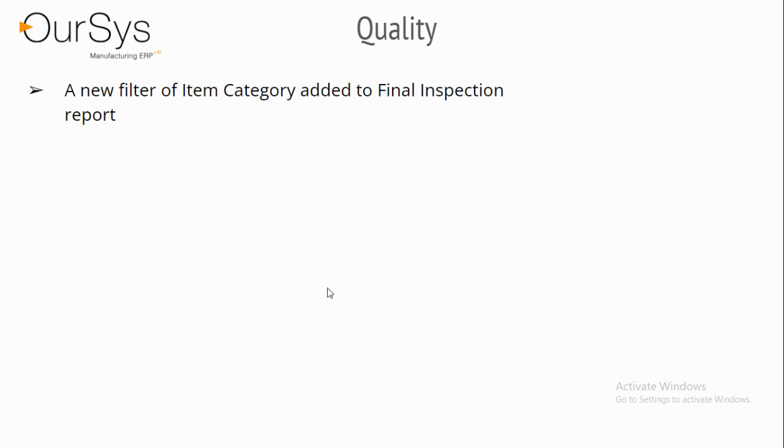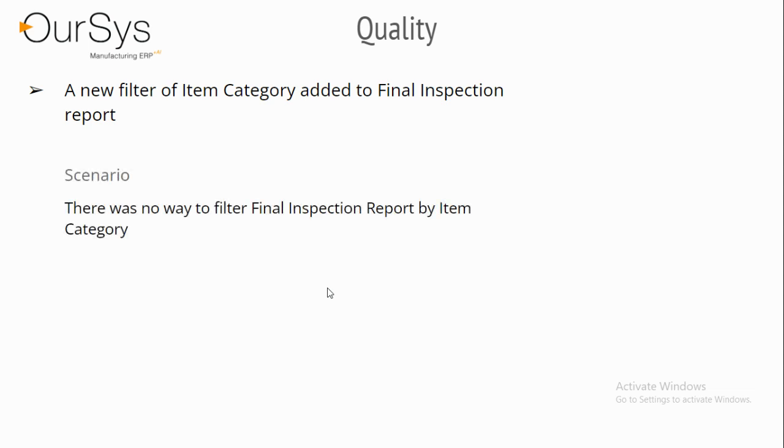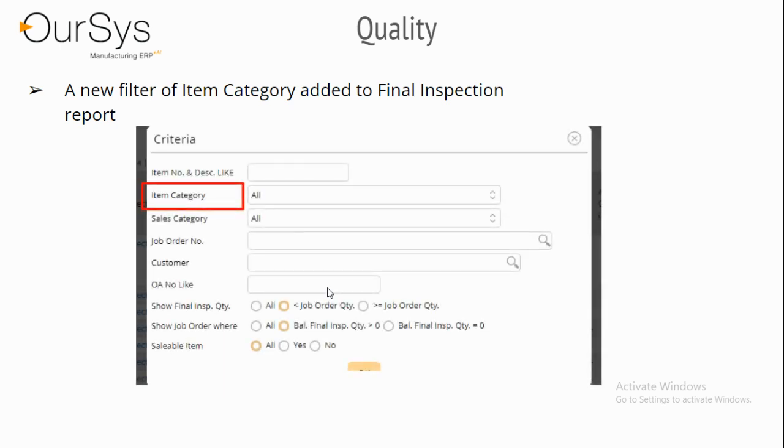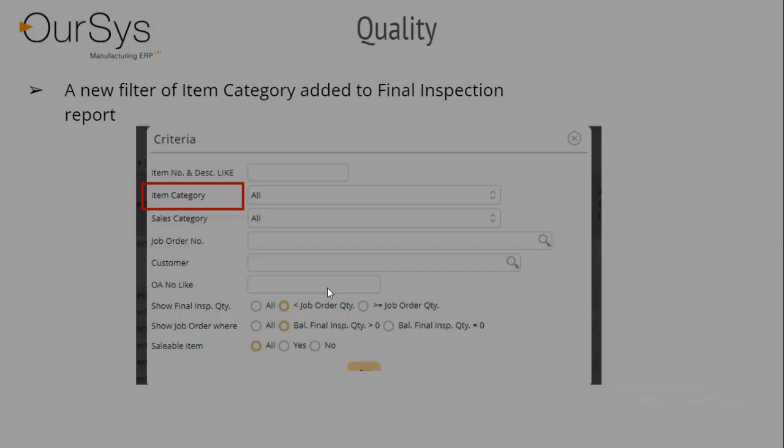Next, they have made some new changes in quality. We have added a new filter of item category for the final inspection report. There was no way to filter the final inspection report by item category, so we have introduced the item category filter in this version. It is helpful for a quality person, who can categorize his inspections and the data entry screen by filtering by item category.